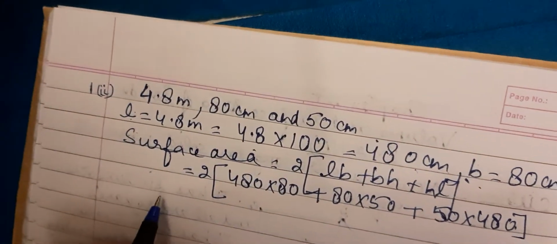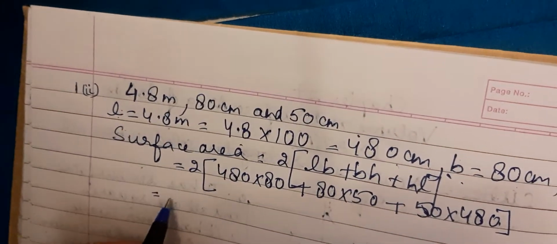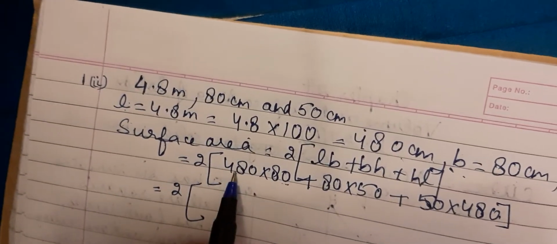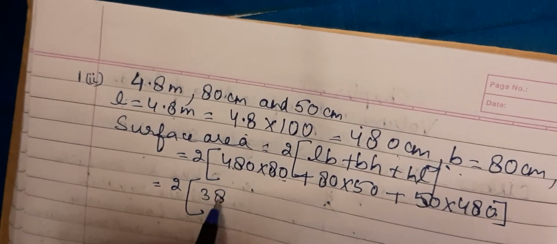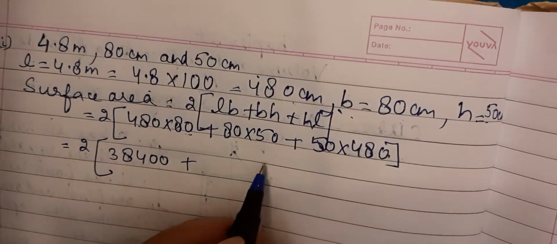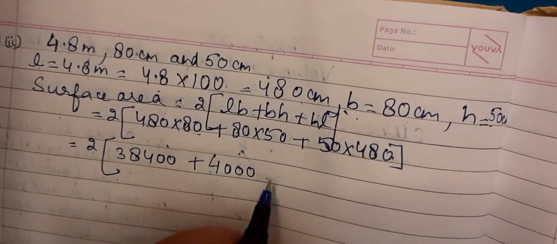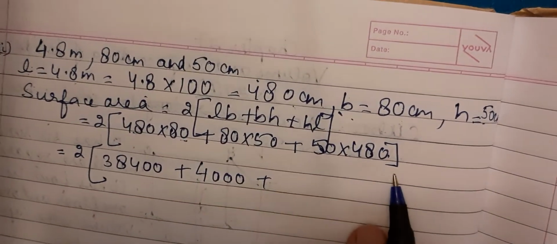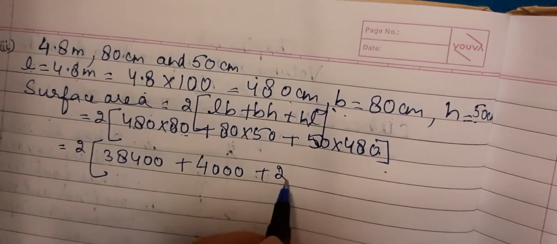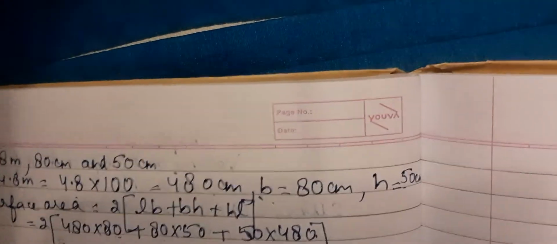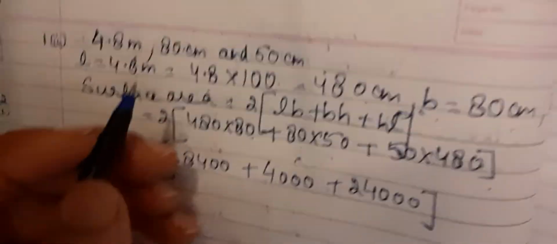Now we are going to do the calculations. Surface area is equal to twice 4 into 80. When you multiply, you get 38,400, plus 80 into 50. When you multiply, you get 4000, and 50 into 480. When you multiply, you get 24,000. Now first we are going to do the addition.